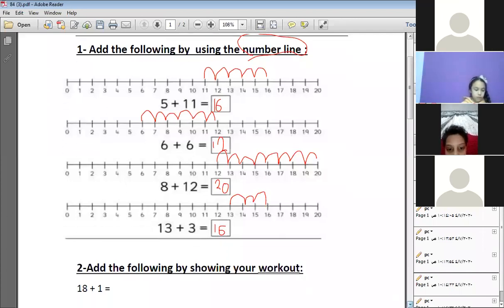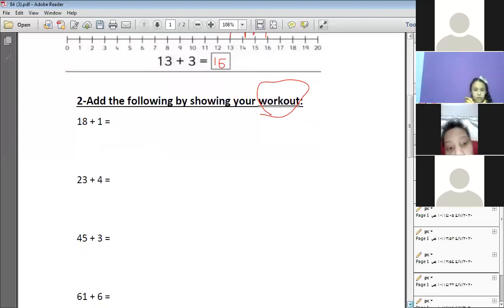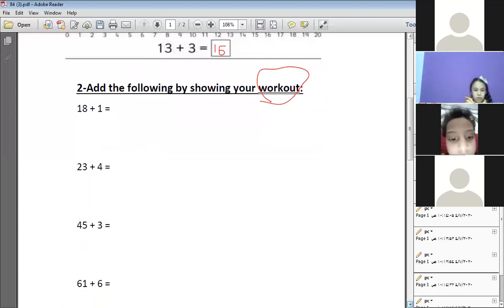Okay. Next question is, add the following by showing your work out. You have to read the title because you have to follow the title. He's asking you here to show your work out. I told you what is the workout. We said before, the workout in the addition means that I am putting the unit under the unit. Okay, I will make it like this.